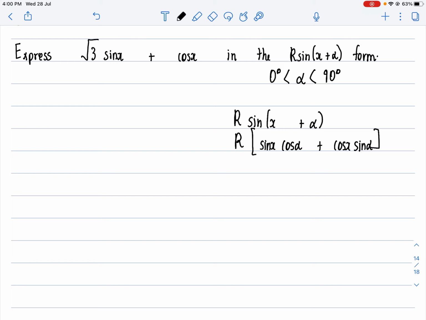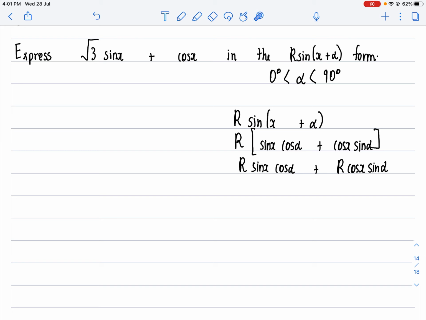The next step you do is take r inside the bracket. So you simply get r sine x cos alpha plus r cos x sine alpha, correct? This is what you basically get. So now comes the very important step, which is called comparison.